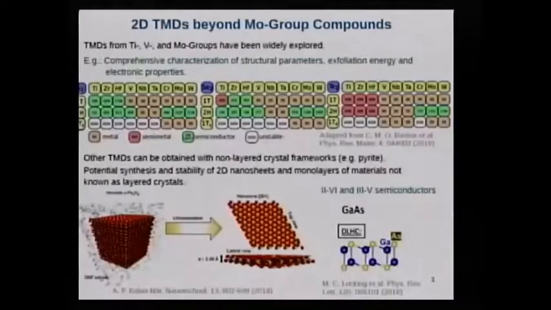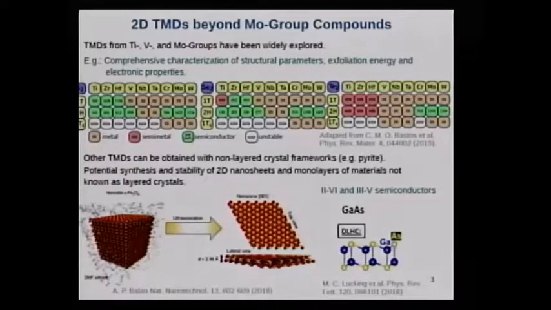So, as I mentioned before, the transition metal dichalcogenides from the early transition metals, principally the titanium, vanadium, and molybdenum groups, have been widely explored in the past decade. And for example, in our group we performed a comprehensive characterization of the structural parameters, the exfoliation energy, and also the electronic band gaps of the sulfides, selenides, and tellurides of these transition metals.